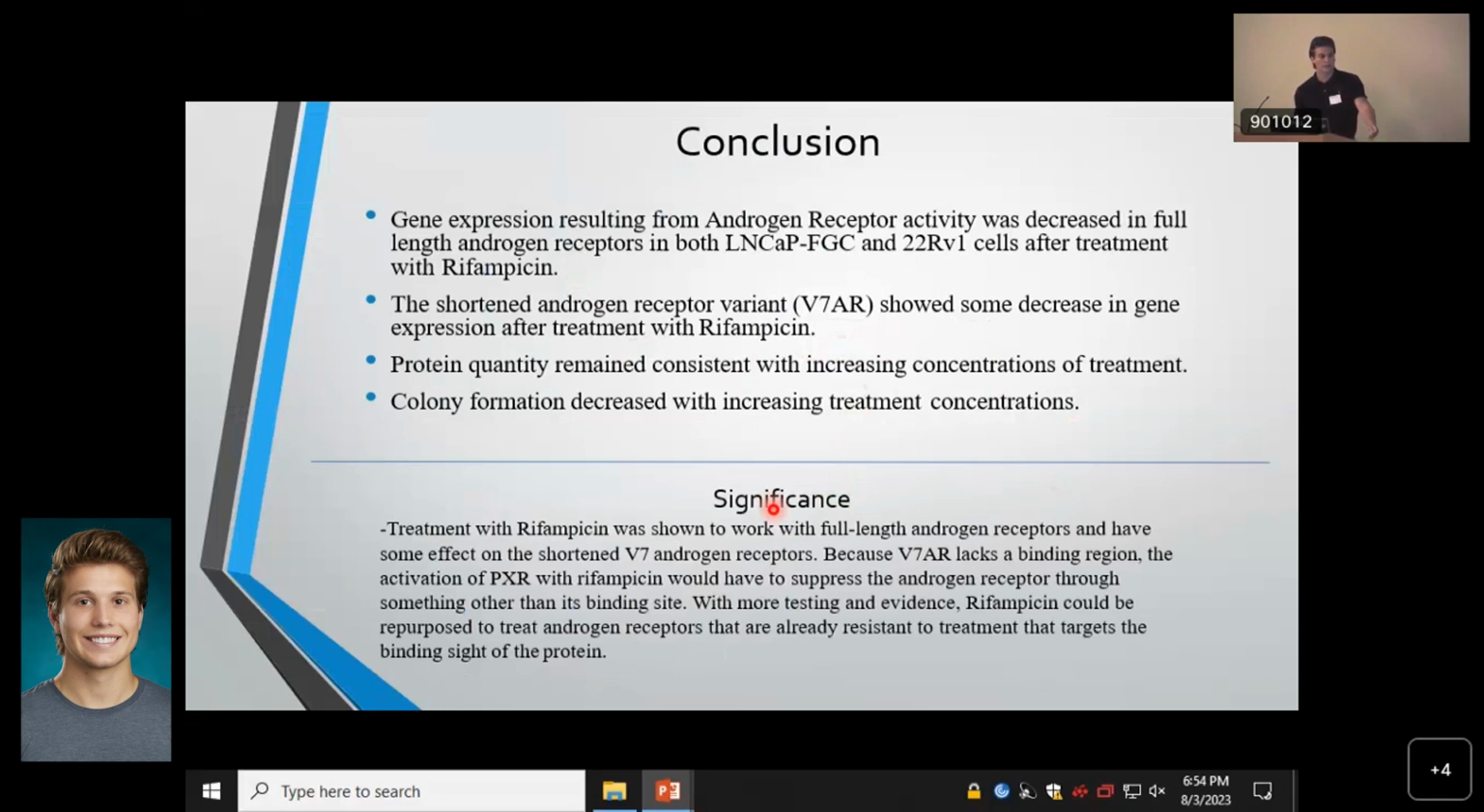So with this, in the future, with more research and evidence, rifampicin could be repurposed to treat androgen receptors that are already resistant to present-day treatments that target the binding site. If you could manage to get around these resistant cells, I guess there is something pretty special there.